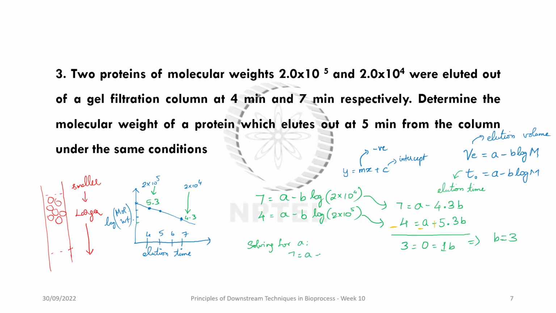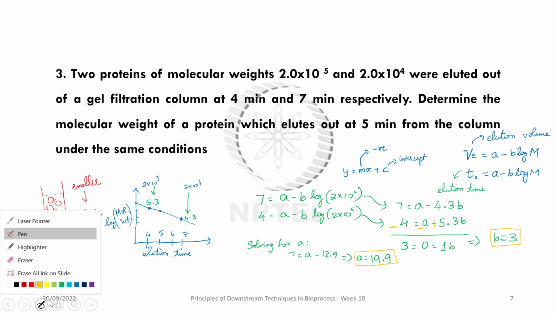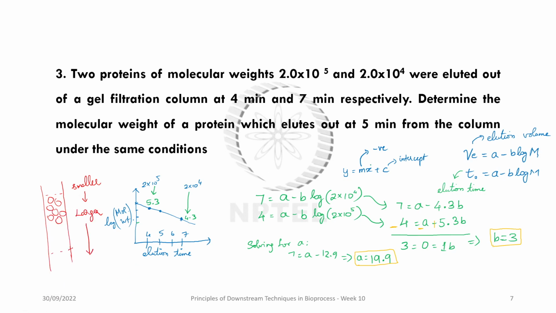Okay. Solving for A. 7 is equal to A minus 4.3 into 3, 12.9, or A is equal to 12.9 plus 7, which is 19.9. So you have solved for both constants. Now coming to the question, determine the molecular weight. So what is M of a protein which elutes out at T naught is equal to 5 minutes from the column.